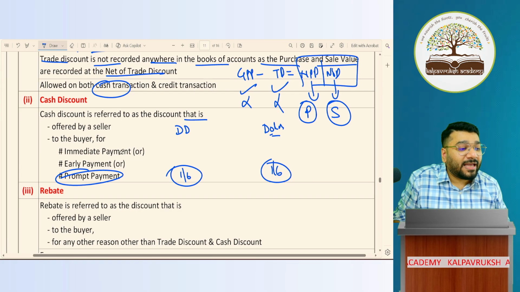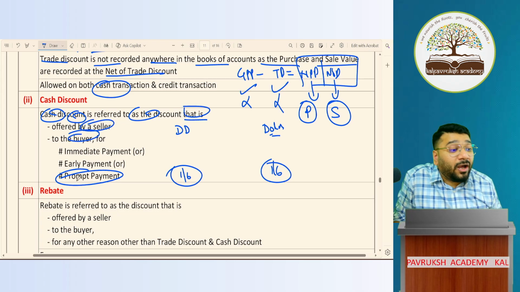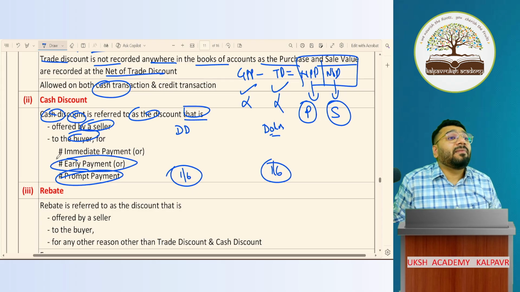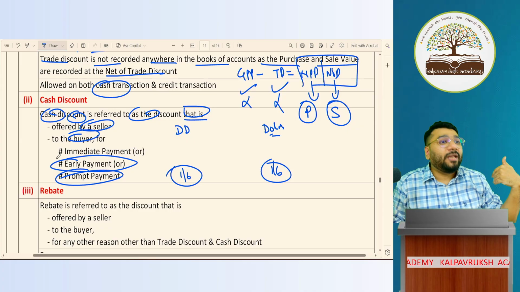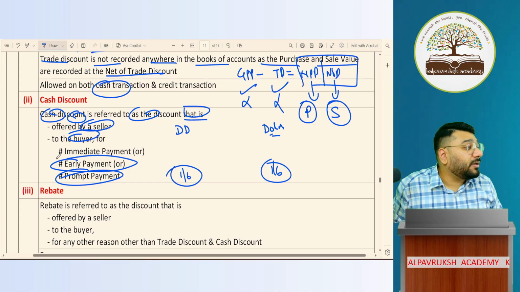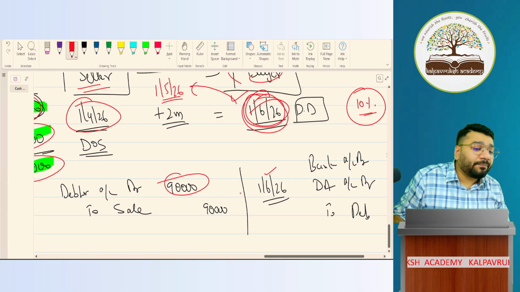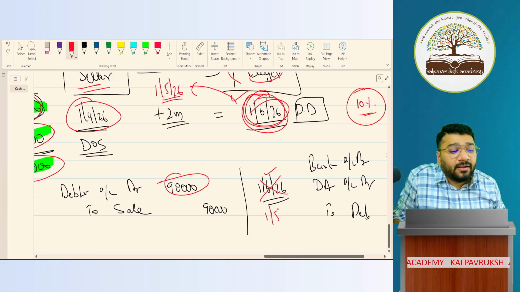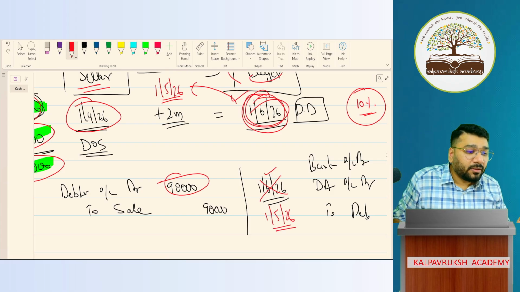Now, what is this type of cash discount? Cash discount is a discount that is offered by the seller to the buyer. In our case, now it is for early payment. Early payment means the money which I'm going to collect before the due date. Got it, not got it. Same journal entry will come, but date instead of 1 June it will be 1 May 26. Okay, not okay. Clear with this?